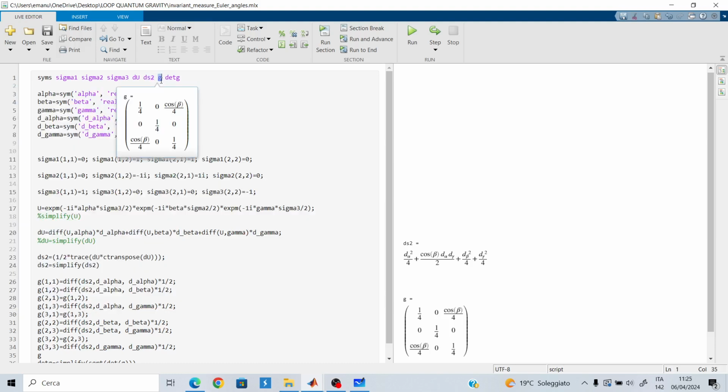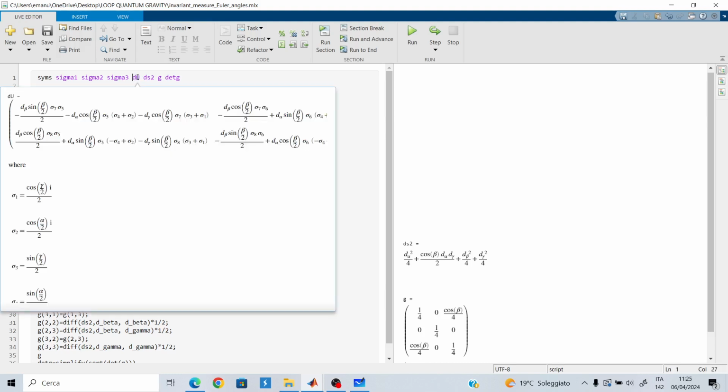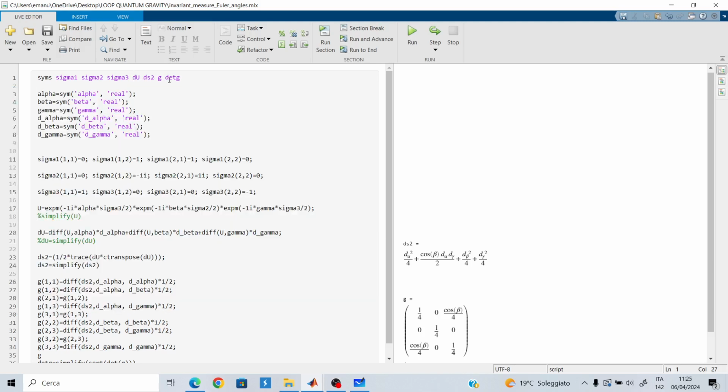I define the matrix G and also its determinant g that we will calculate here in the script. I also define the Euler angles, alpha, beta, gamma, in such a way that they are real, because I know that they are real parameters, whereas sigma 1, sigma 2, sigma 3 are matrices and they can contain complex numbers. du is in general a 2 by 2 matrix, which can also be complex, whereas ds2 and g, this determinant, are real quantities, but I will not do computations with them. I will only define them.